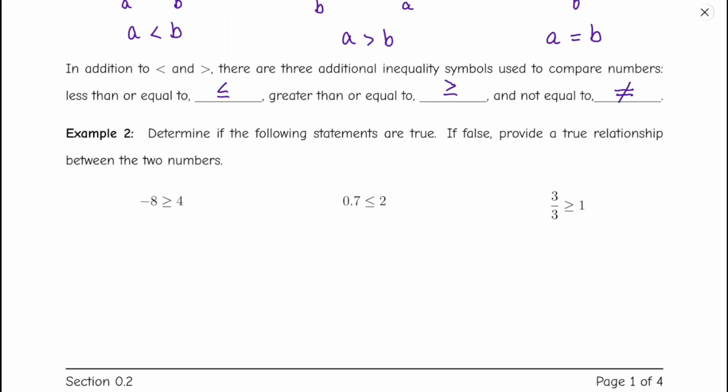Example 2. Determine if the following statements are true. If false, provide a true relationship between the two numbers. Negative 8 greater than or equal to 4. Well, that's false because all negative numbers are smaller than positive numbers. So a true statement would be negative 8 is less than 4.